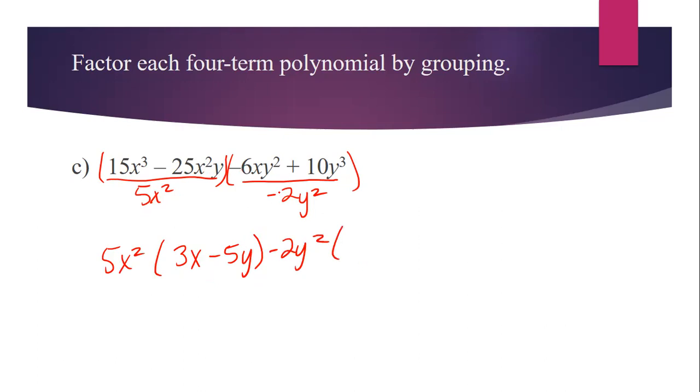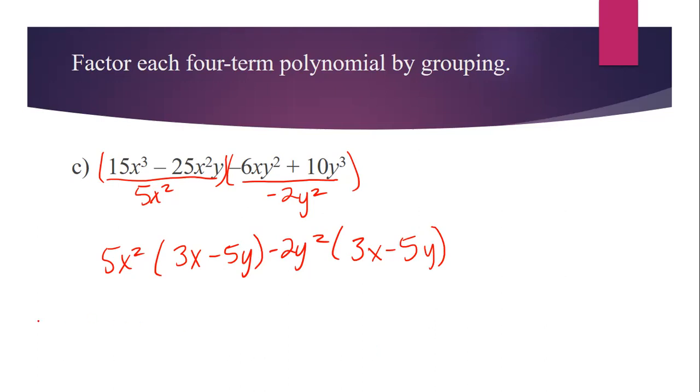What is negative divided by negative? Positive. And what happens to the y squareds? Yeah, they cancel. 10 divided by -2 is negative 5. Okay. All right.